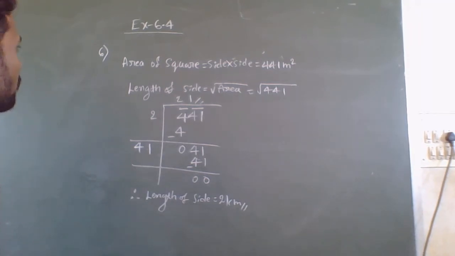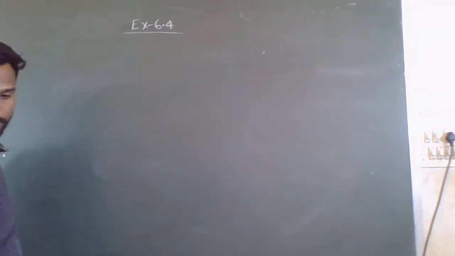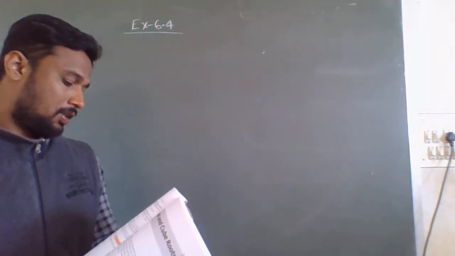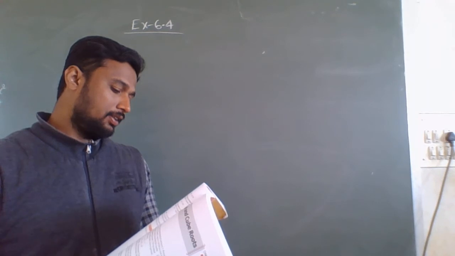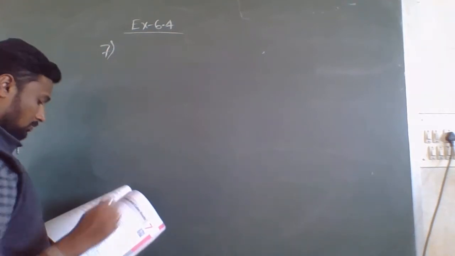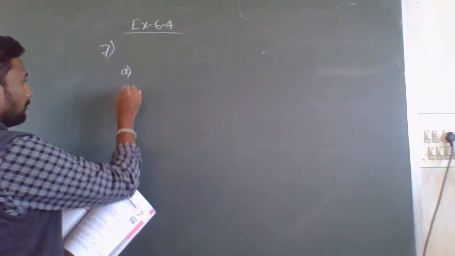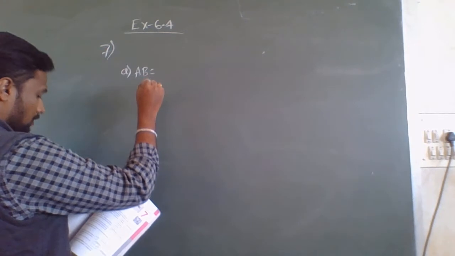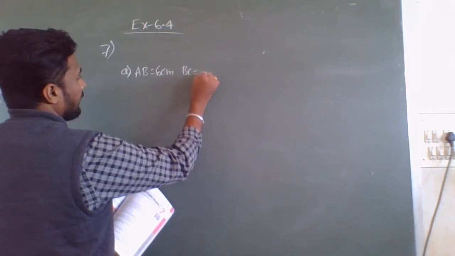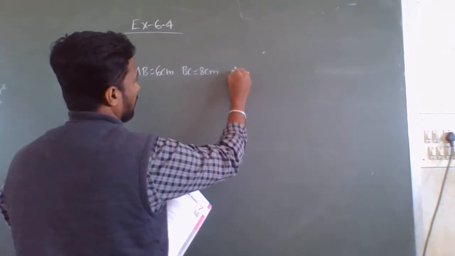Okay. Now I will move to the seventh problem. So here in the seventh problem, what they have given: in a right triangle ABC, angle B is 90 degree, and they have given that length of AB is equal to 6 centimeter, and BC is equal to 8 centimeter, and find AC. We have to find out AC.